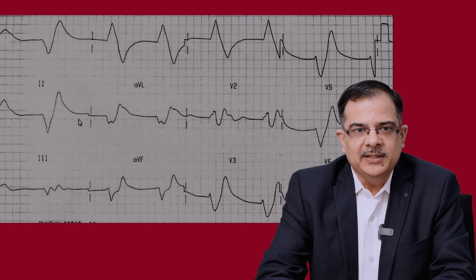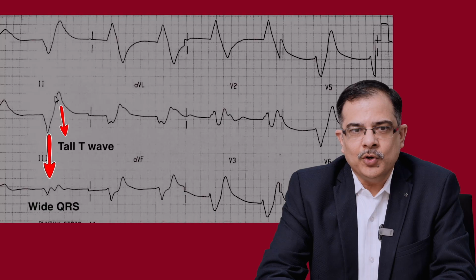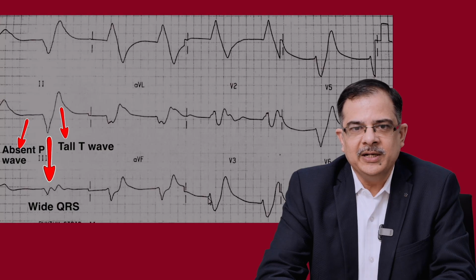So this is the ECG you can see. This is a QRS complex which is wide. This is a tall T wave, and before the QRS there is no P wave. So the P wave is uniformly absent here. That is the effect of hyperkalemia.